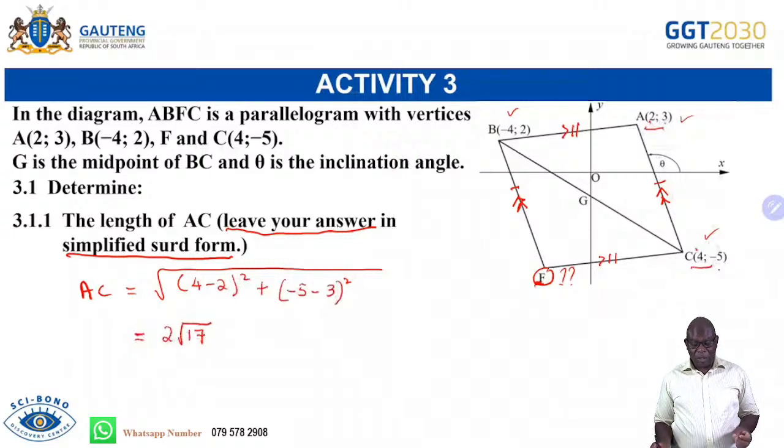If it is not in the simplified surd form, then it's going to give us 17 multiplied by 4, and the answer that we're going to get is square root of 68. And if you write the square root of 68, you'll lose that mark. So in other words, the only answer that we want is 2 square root of 17.